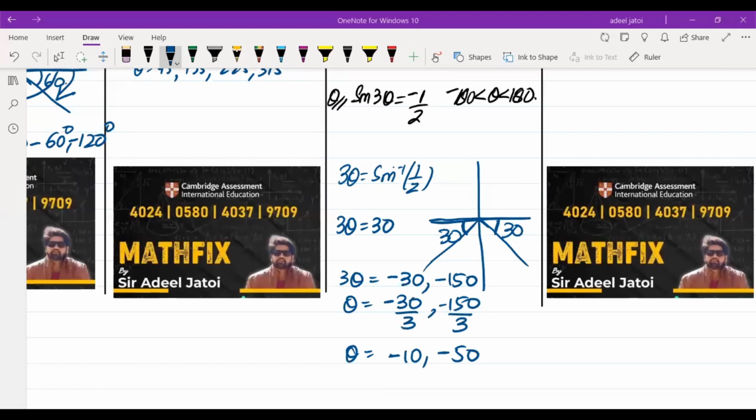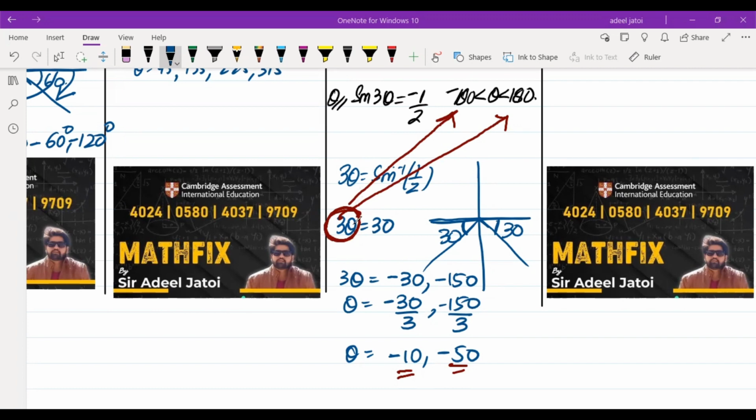Now considering the same question, what we intend to find is that this particular 3 theta will also have impact over what? Your domain, which is minus 180 to 180. So relatively these two answers will be there, but there will be additional answers as well. Why? Because of the 3 theta thing.